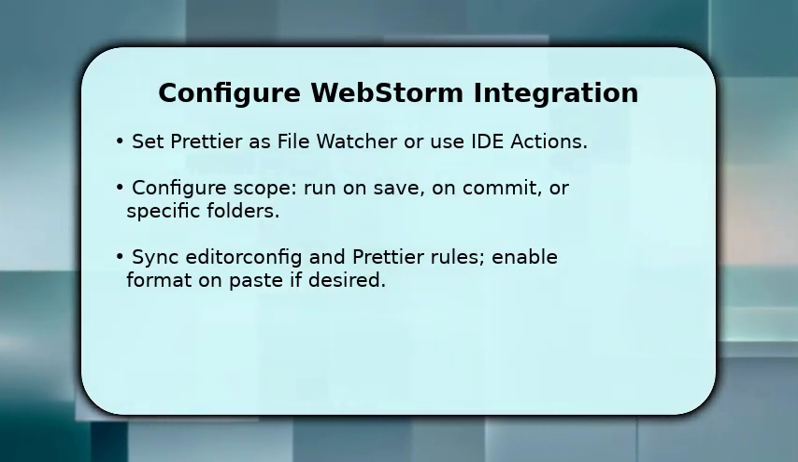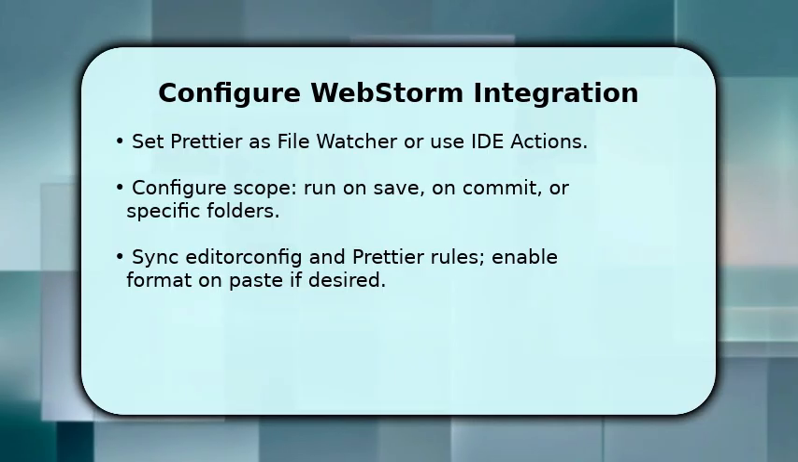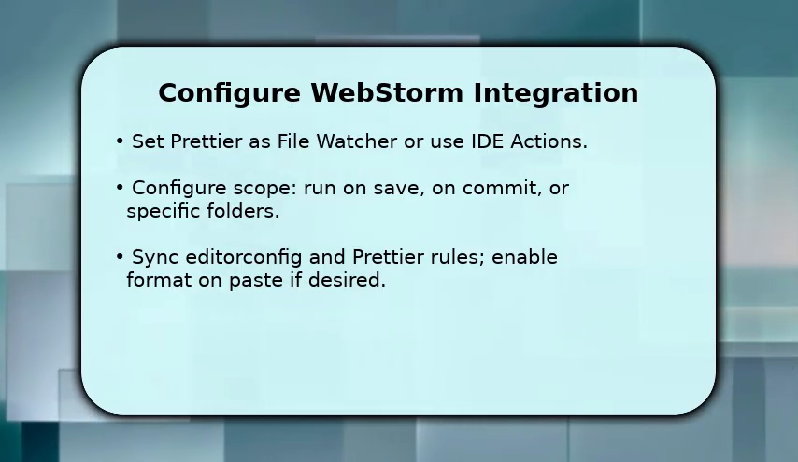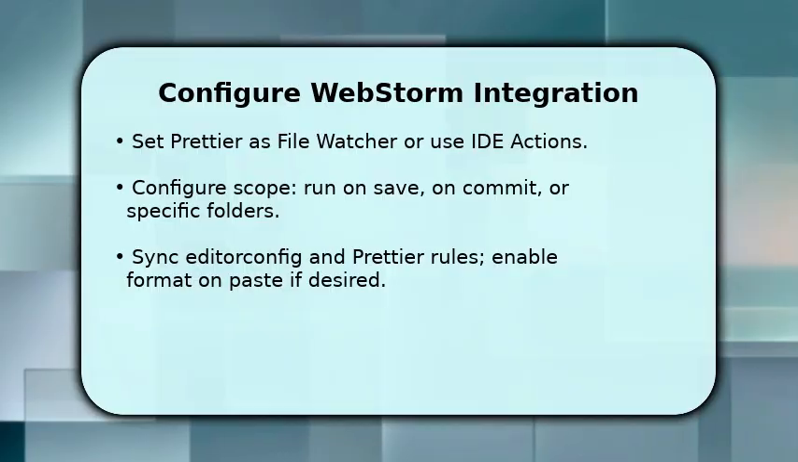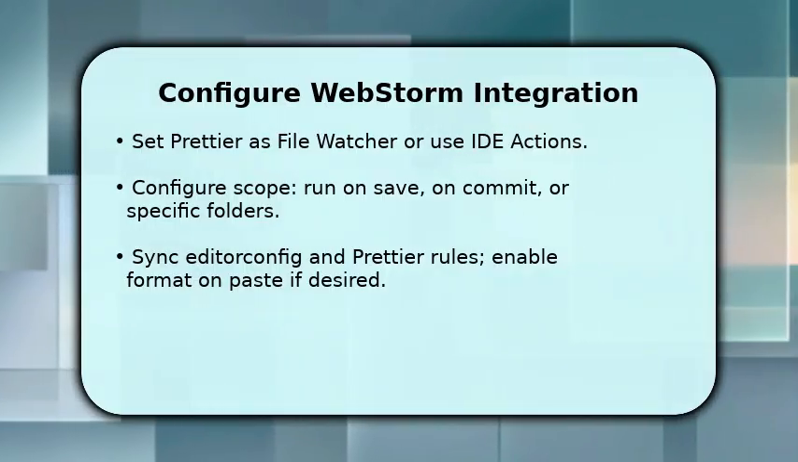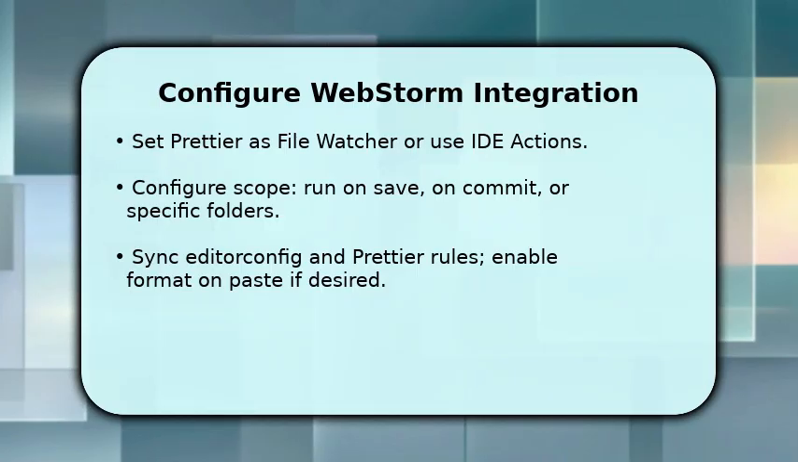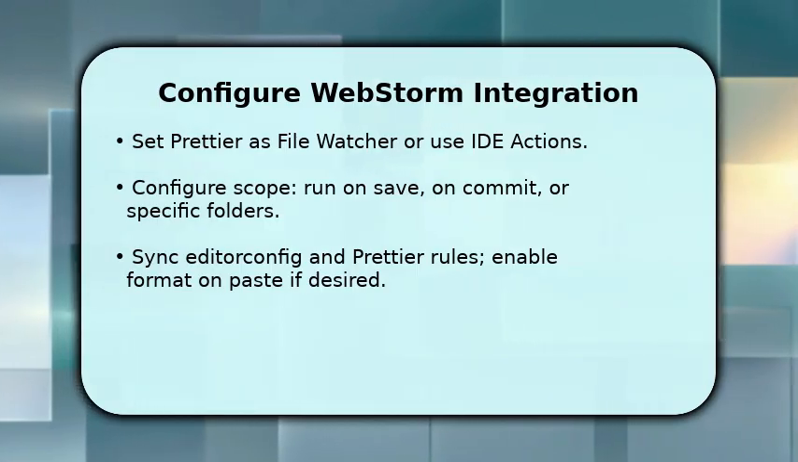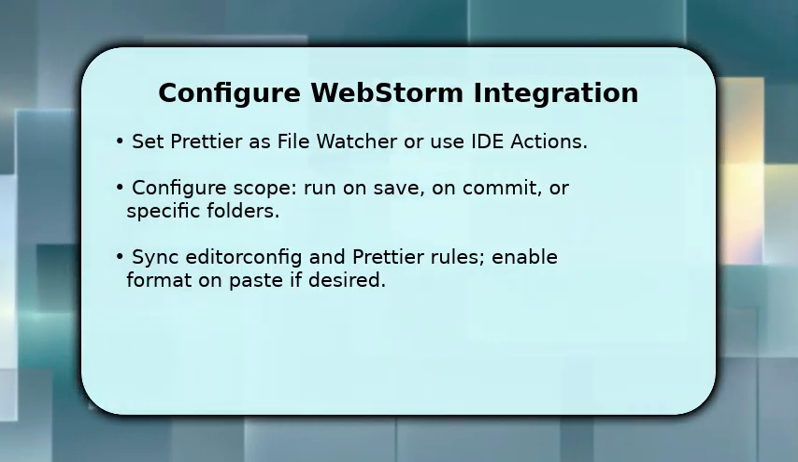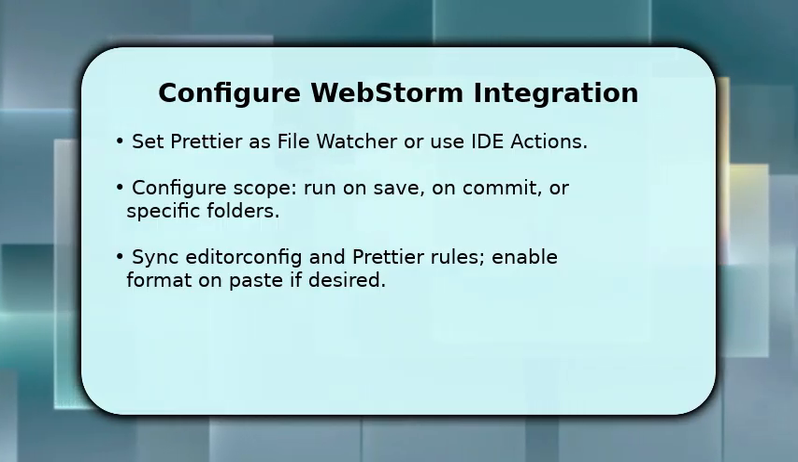Open Settings, Tools, File Watchers and add Prettier as a watcher, or choose Settings, Languages and Frameworks, JavaScript, Prettier to use the built-in integration. Once set, configure the scope so it runs on save, on specific folders, or only on manual actions. This avoids surprising mass changes.